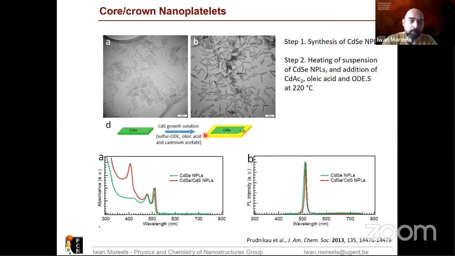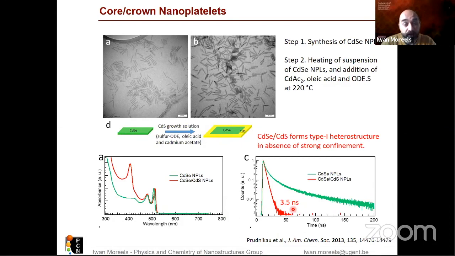Now, I want to highlight here that we only grow the cadmium sulfide around the edges of the platelet. So we only extend it in the lateral dimensions where there's no strong quantum confinement. And when you do that, you see there's no shift of the absorption or the fluorescence. The emission actually stays fast. So when you make a so-called core-crown cadmium selenide/cadmium sulfide nanoplatelet, you actually make a type 1 heterostructure.